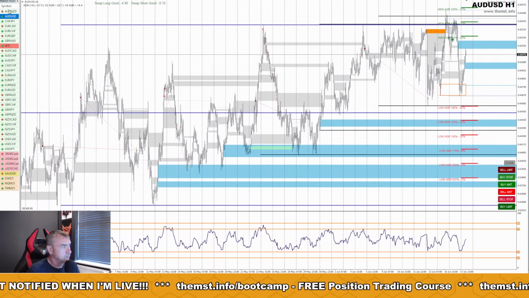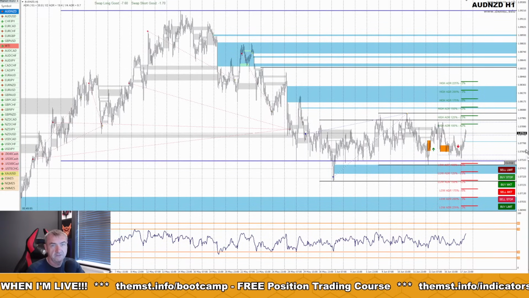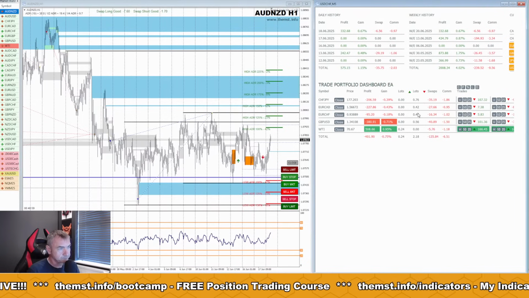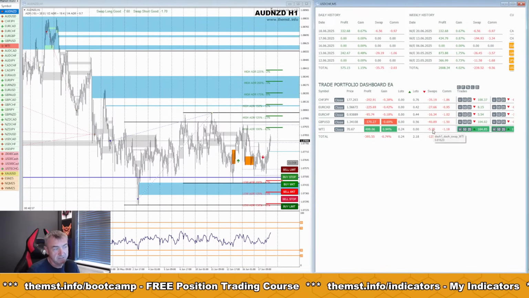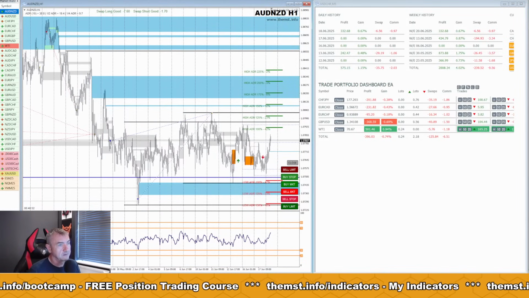Aussie US, nothing on at the moment. Can't really find an entry on that. And Aussie New Zealand, I can't find an entry on that. It's just sideways. Can't get anywhere. So really struggling at the minute to get risk on. But apart from oil, fundamentals is the way forward at the minute. I just can't really do anything else with it.